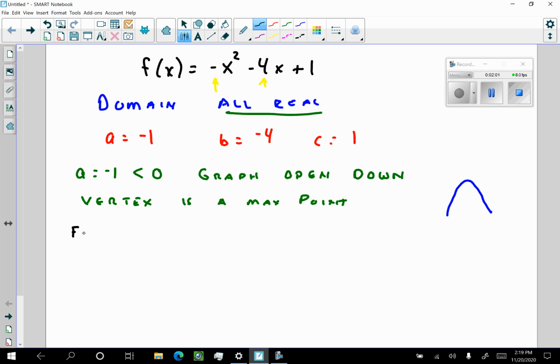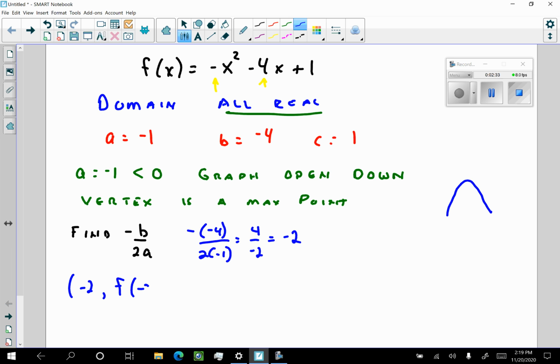The next thing I'm going to do is find the vertex. The first step in finding the vertex is evaluating negative b over 2a. In this case, negative b is going to be negative 4. So it's going to be negative 4 over 2 times negative 1. Negative 4 divided by negative 2 is 2, so the x-coordinate of the vertex is going to be negative 2. What I need to do is evaluate that function at negative 2 to find the y-coordinate of the vertex. Let's do this mathematics.